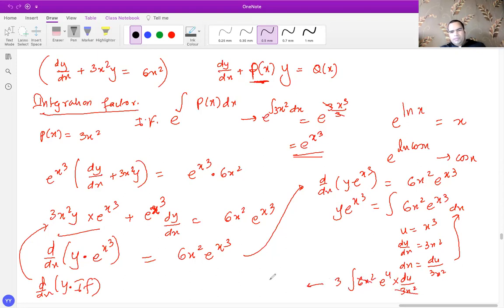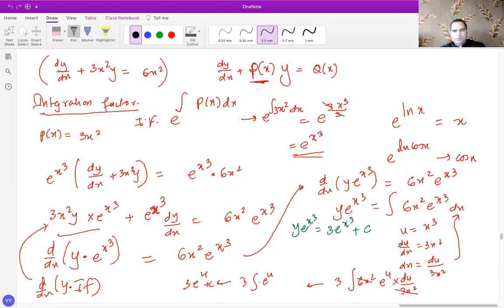So it will be the integration of 3 e to the power u, which is nothing but 3 e to the power u plus c. So at the end, this integral is actually y times e to the power x cube equals 3 e to the power x cube plus c. So that's the integration of this part.